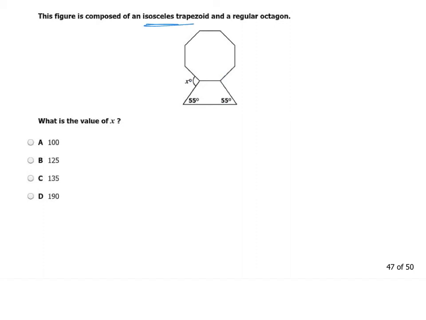Reading the question carefully, it says it's an isosceles trapezoid. So with an isosceles trapezoid, the base angles are the same. So this is 55, this one right here is 55, and that base is 55. Remember that a trapezoid has parallel sides, and so our other angle is going to be 180 minus 55. So now that we have found the interior angle of the trapezoid, 125, the other one is also 125.